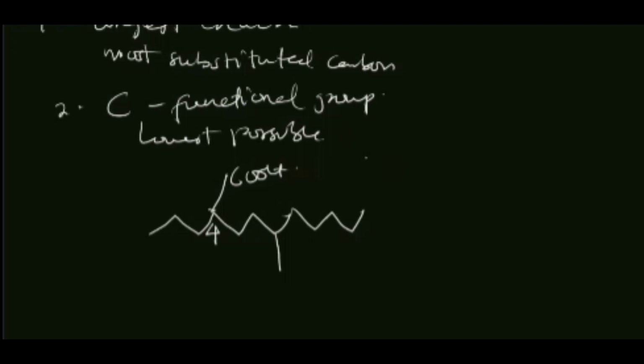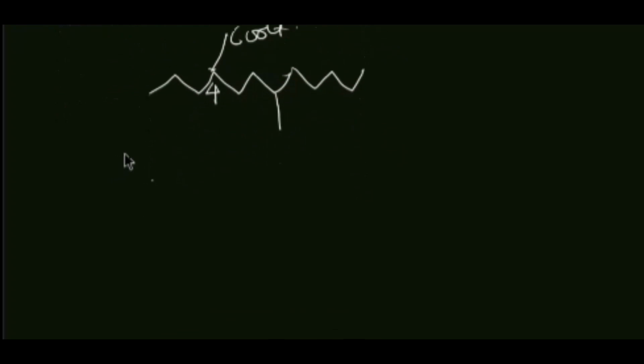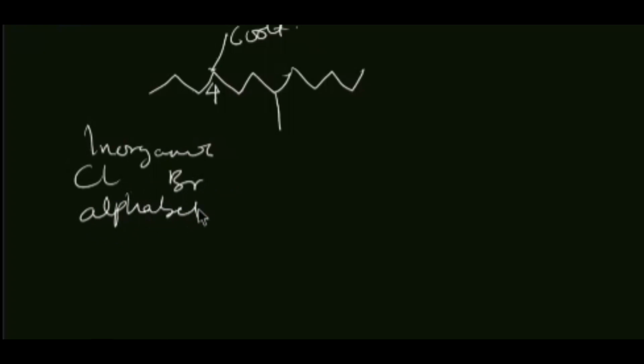Now let's see. For the substituents, we have organic substituents and we have inorganic substituents. Considering inorganic substituents such as chlorine, bromine, which are commonly used, we name them alphabetically. That is a rule. It should be alphabetical. And once you are considering it in alphabetical order, you should make sure that you assign the lowest number to it.